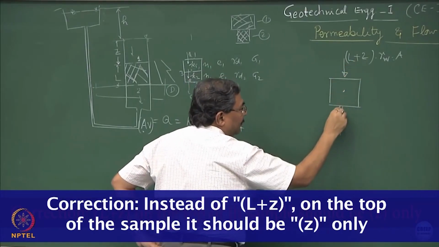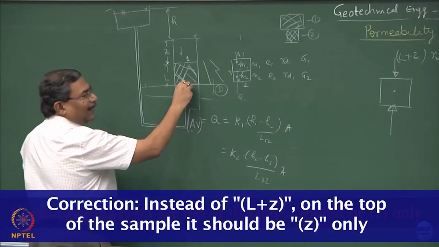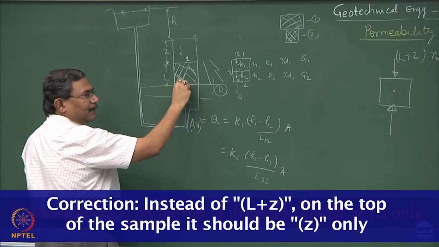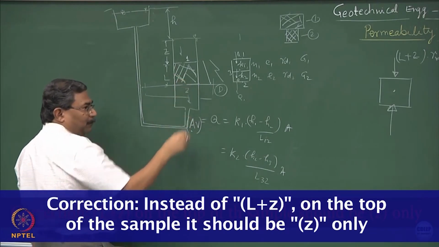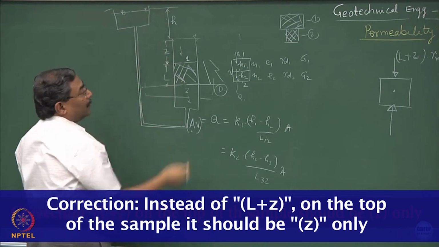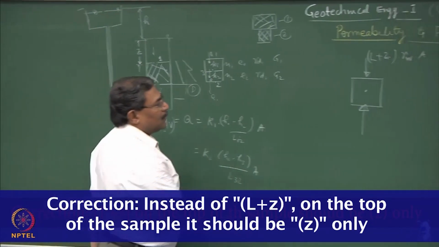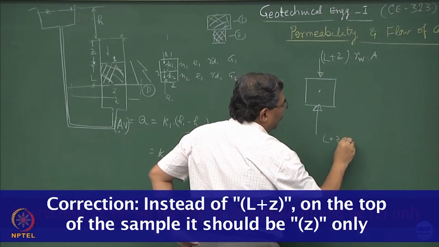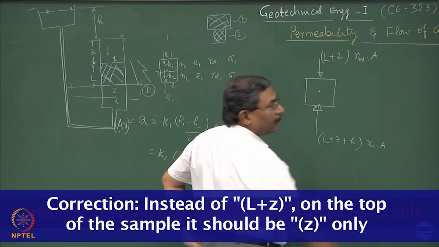What is happening here? At this point, what is the elevation head? 0. What is the pressure head? If you connect this to the piezometric column, what is going to happen? L plus Z plus H. This surface is connected to the atmosphere here. So, this is (L plus Z plus H) gamma w into A.